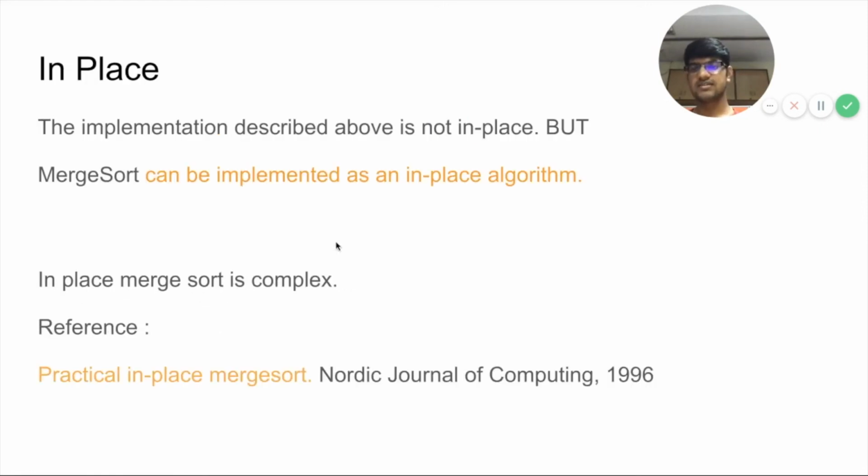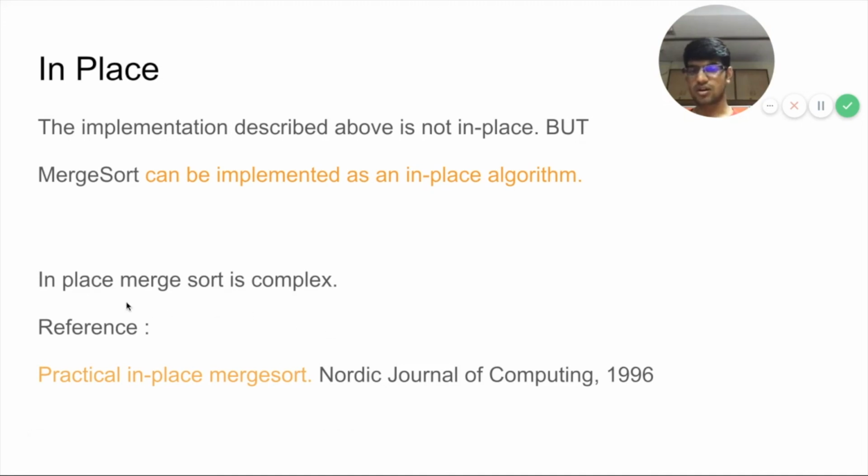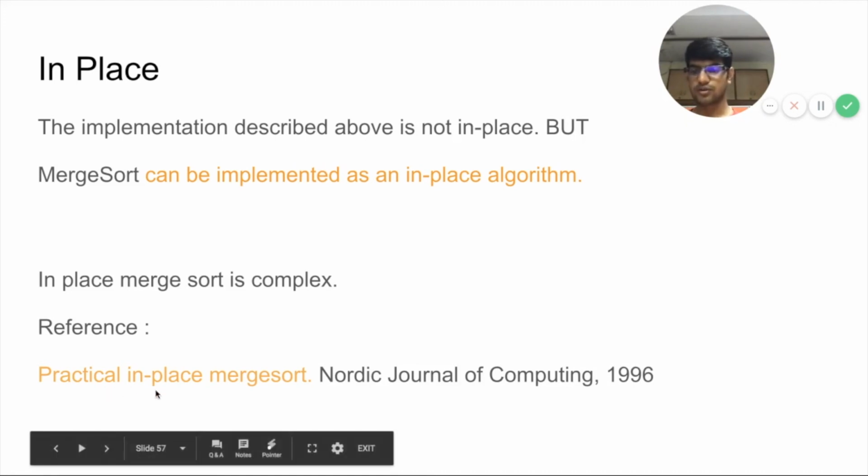Next comes the in-place check. The implementation of the merge sort procedure described above is not in place. However, it is possible to implement merge sort as an in-place algorithm. Since the implementation of merge sort as an in-place algorithm is complex, we shall not be referring to it here. However, you can refer to the practical in-place merge sort by Nordic Journal of Computing 1996 for its details.